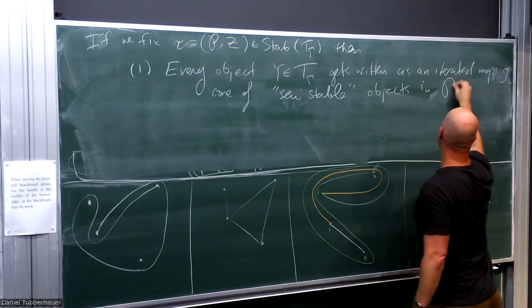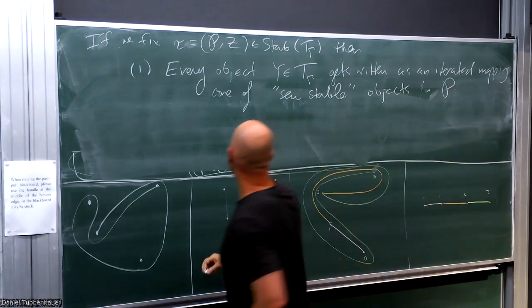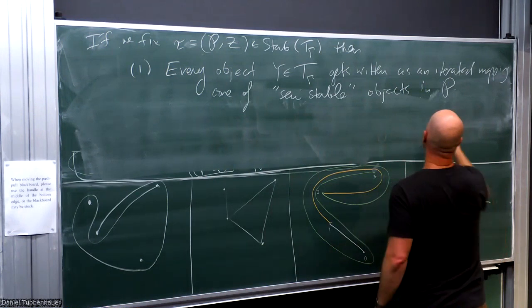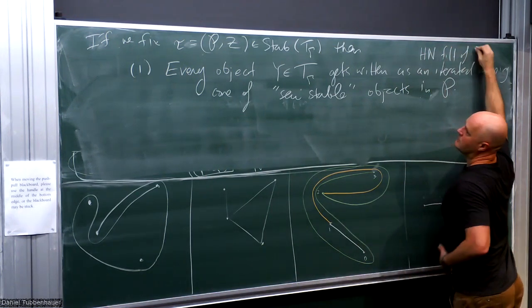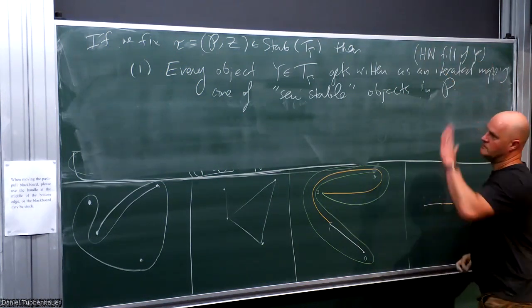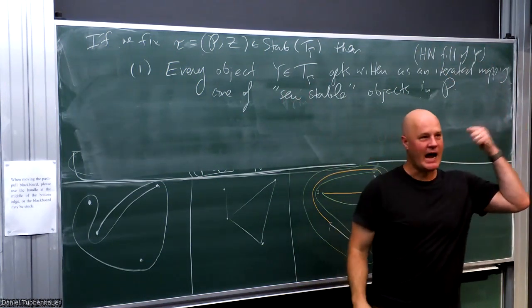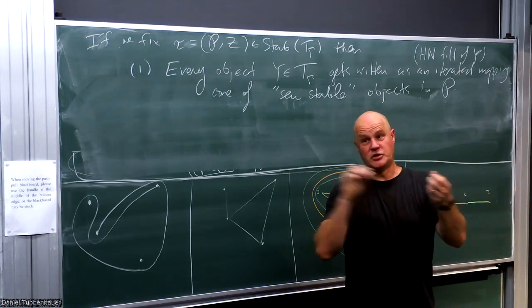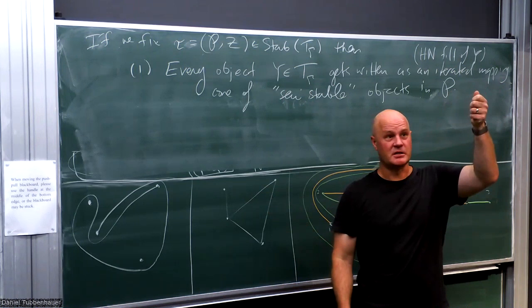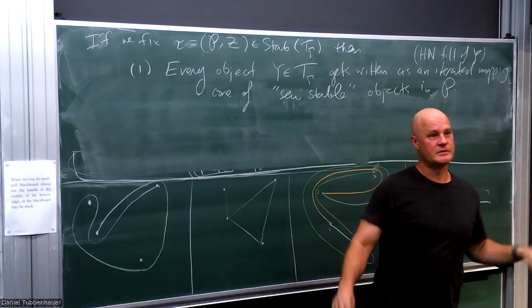That writing is called the Harder-Narasimhan filtration of Y. So you fix a stability condition, and every object in the category gets a Harder-Narasimhan filtration. You have different stability conditions, and the objects in question will have different filtrations.